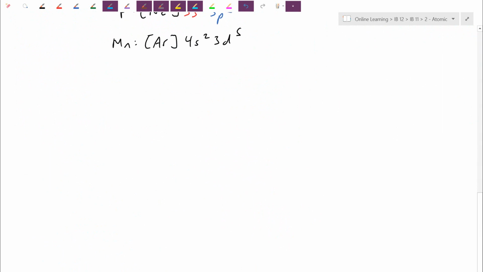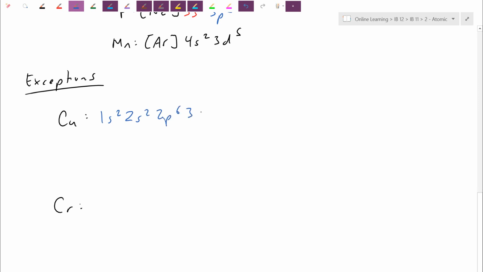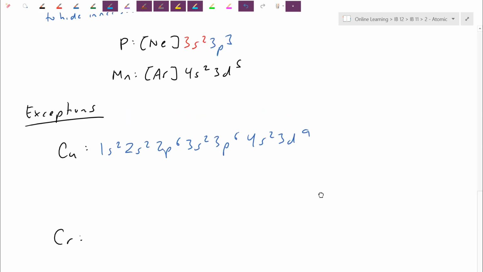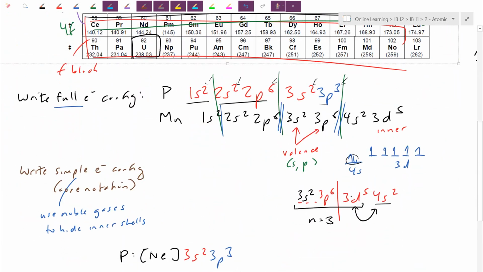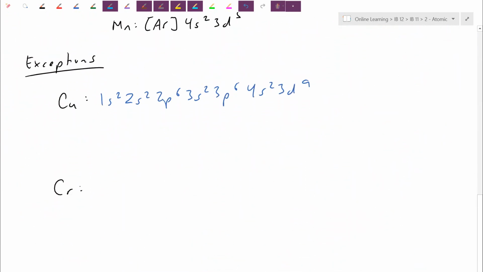So what are the exceptions here? What are the weird ones that they tend to like asking you? For the exceptions, we're going to start off with copper, and we're going to do chromium as well. Let's see if we can write the full configuration just for practice. So use your periodic table, not the energy level diagram. Based on what I've told you so far, you should be able to write for me copper. Looking at where it is on the periodic table, it's in the transition metals. It's the 9th element in, in 3D. It should end in 3D9. Copper should look like that: 4s2 3d9.